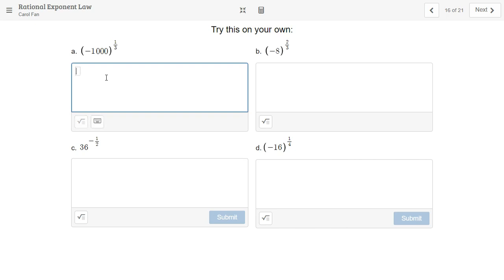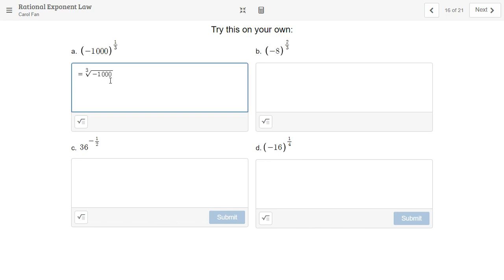We're going to first rewrite this as a radical. I have the third root of negative 1,000. We've got an odd index, so I know it's possible for us to solve this if I had a negative radicand. Now, when I prime factorize negative 1,000, it won't be to base 10.